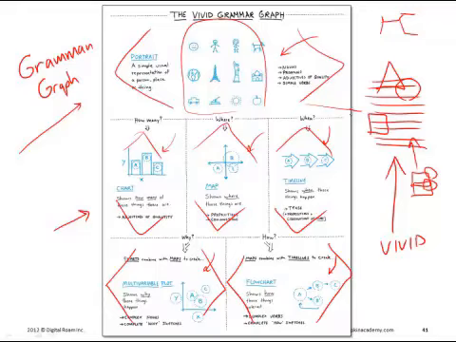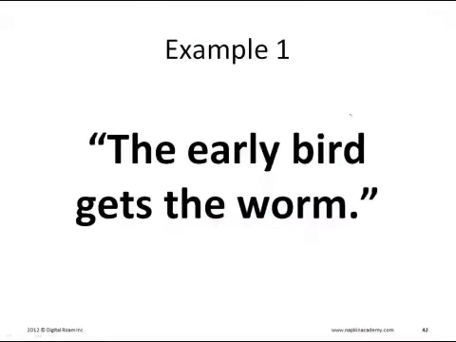But let me give you a couple of examples quickly to show you how that's actually going to work. I'm going to give you two, and then it's going to be your turn. Example number one. Let's just take a verbal phrase, something I'm sure many of us have heard many times, at least I did when I was a kid. The early bird gets the worm. It's one of these little sayings that gets a lot of traction.